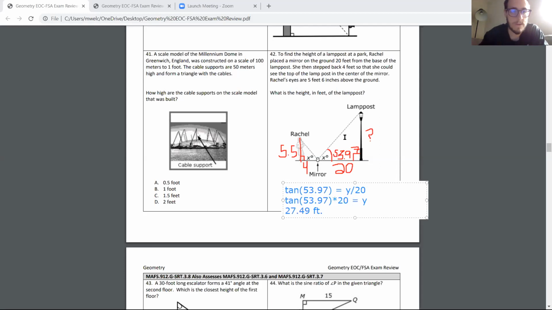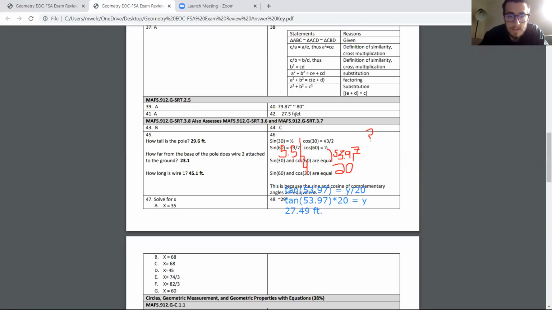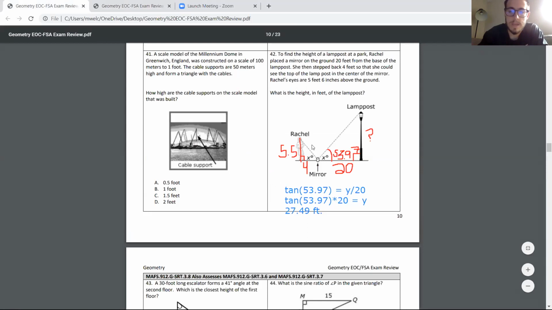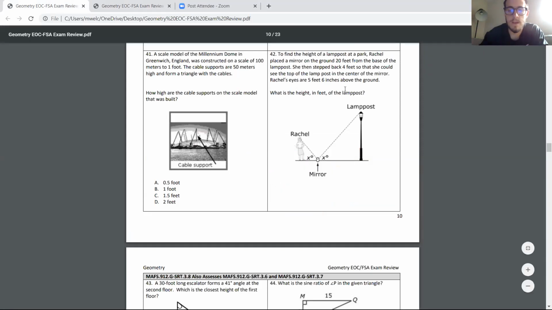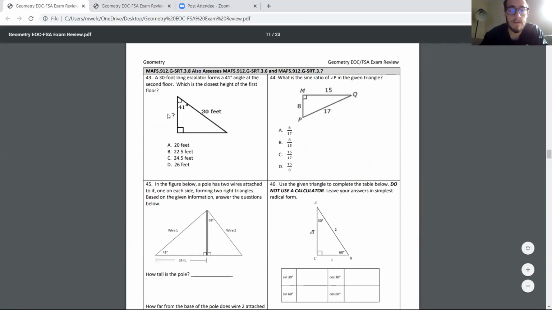That was number 42. I'm going to double check that answer on the answer key because that's always a smart thing to do. Number 42 is 27.5. Yep. So again, just using the angles from one side to the other to do some basic trig. And then number 43 says a 30-foot long escalator forms a 41-degree angle at the second floor. What is the closest height of the first floor?